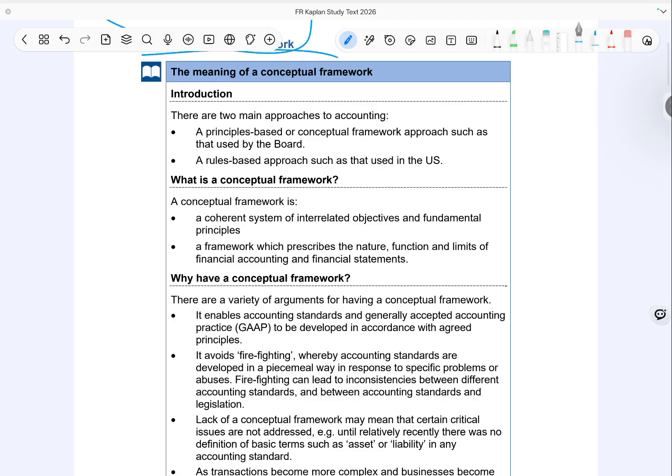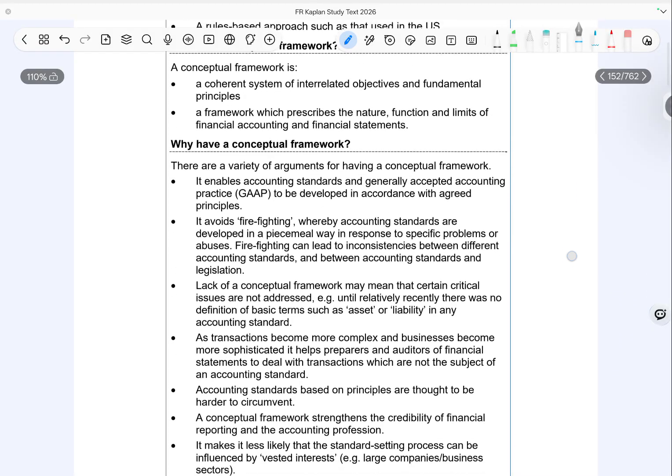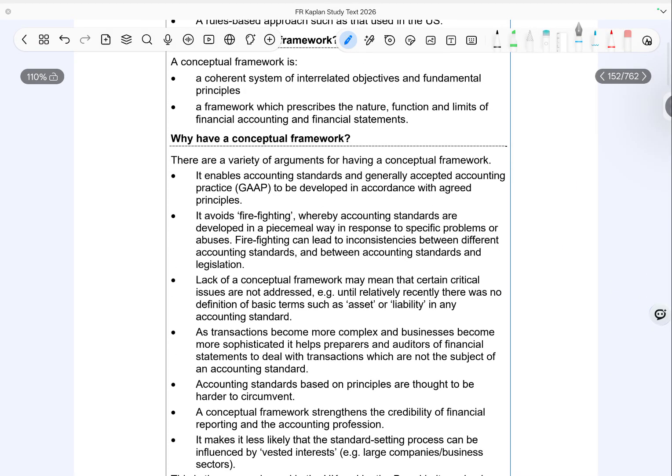Why do we need a conceptual framework? Now you might wonder, why not just create accounting standards whenever a new problem comes up? Because that creates confusion. Let's see why a conceptual framework is important. It provides a common foundation. The first benefit is that all accounting standards are based on the same principles. Instead of every accounting standard following a different logic, they all follow one common foundation.